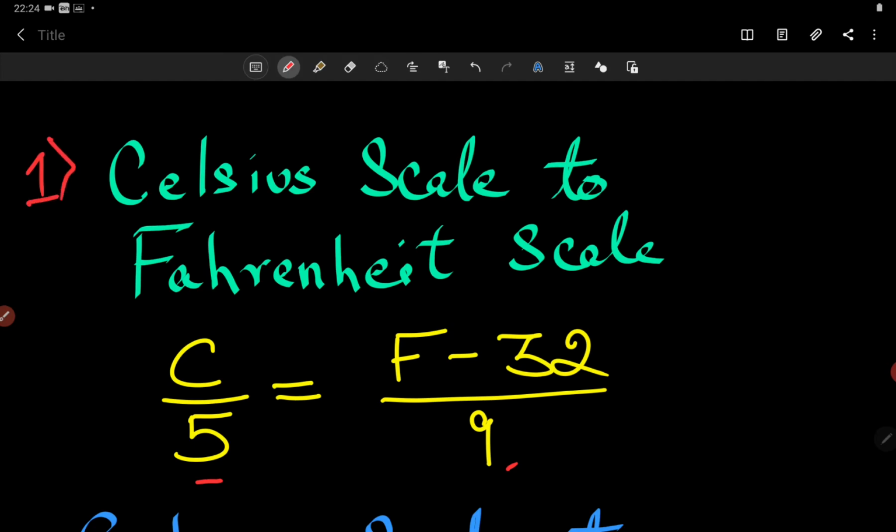The Celsius scale, that is degree Celsius, can be converted into the Fahrenheit scale, or the Fahrenheit scale can be converted back to the Celsius scale using this particular formula, which says C upon 5 equals F minus 32 upon 9, where C represents the value in the Celsius scale, and F represents the Fahrenheit scale. This is the first one.